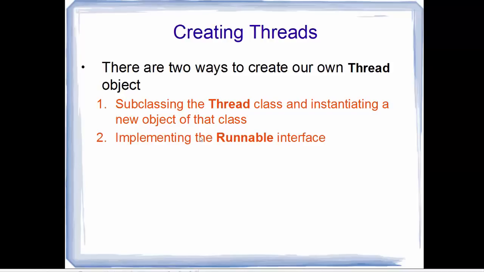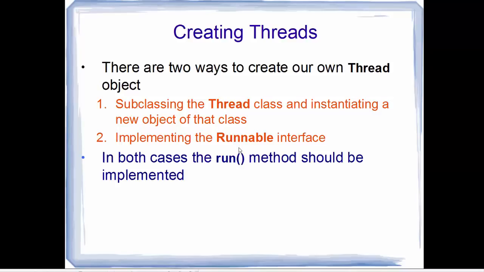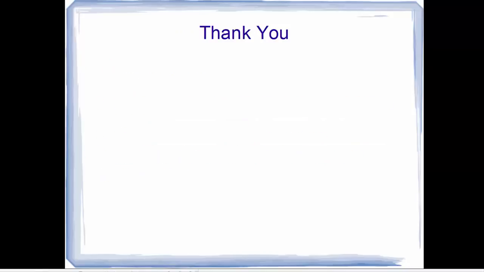Or otherwise, there is an interface called Runnable. So implementing this Runnable interface will create a thread also. But in both cases, we need to implement the method called run, right? So run should be implemented in both cases. And this is what we are going to see in the next video, how we can create our first program using threads. So that's it for this video.